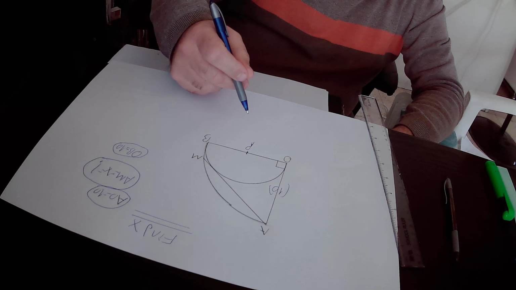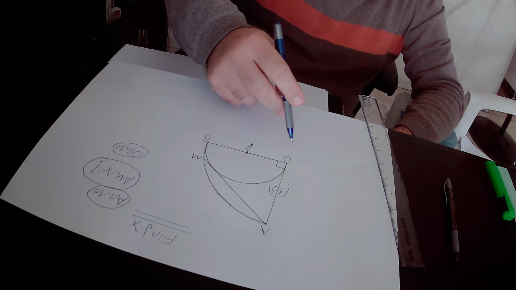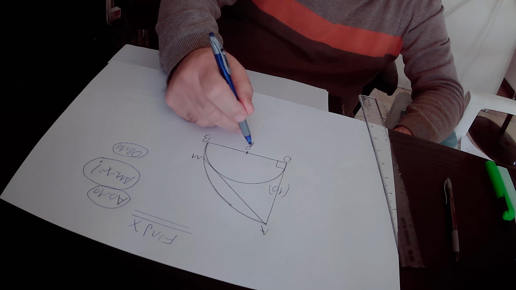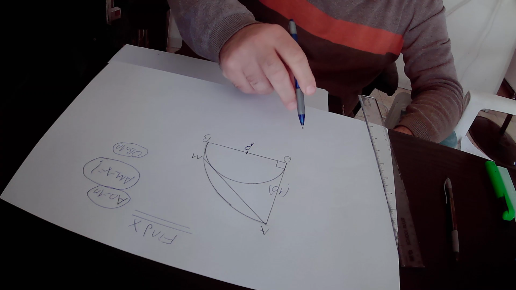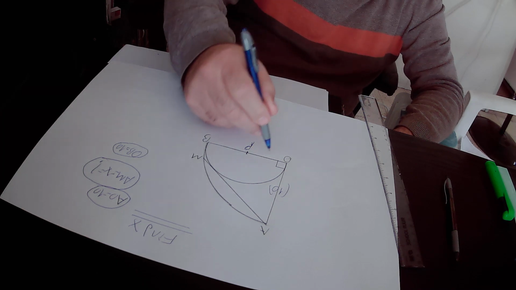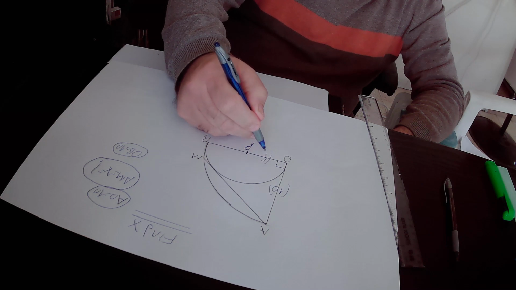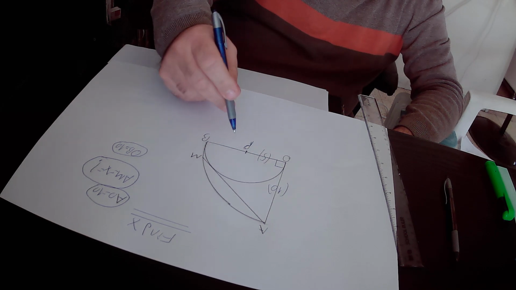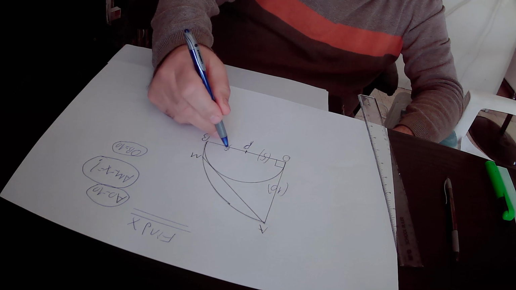If the diameter OB of this semicircle equals 10 units, then the radius OP must be equal to 10 over 2, that is 5. PB is also the radius of this semicircle, therefore it is equal to 5 units in its length.